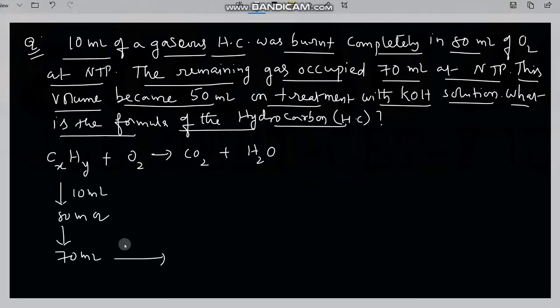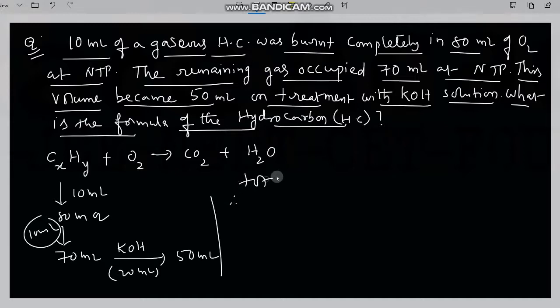After that, this is again treated with KOH. Some of the gas, carbon dioxide, was absorbed, and that has become 50 ml. Means after treating with this one, how much is consumed? 20 ml reacted. So first there is 10 ml. Next there is 20 ml. So how much reacted? This is 10 ml and 20 ml. Therefore, what is the total volume of oxygen which is reacted?